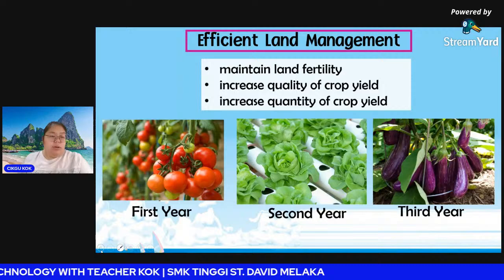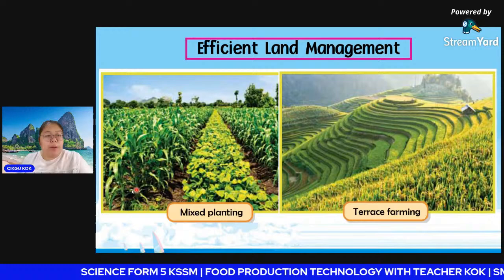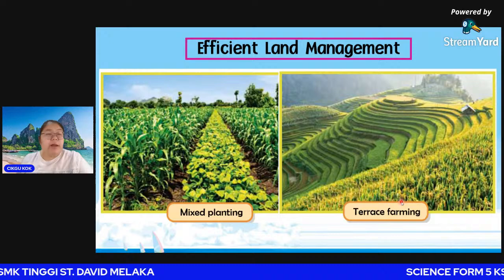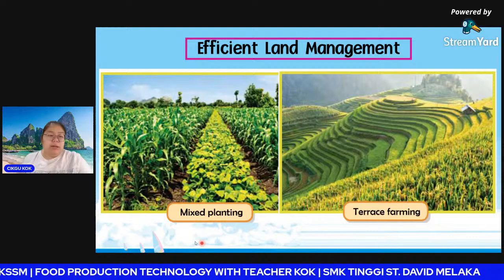Besides this one, we can use another method to manage the land. For example, we can use mixed planting. Maybe one part you plant corn, another part you plant cabbage, like this, we combine them. And the last one is terrace farming. You see it is one layer by one layer. This is land management. You can see what the advantages are if you use land management like this. So from here, I show the advantages.